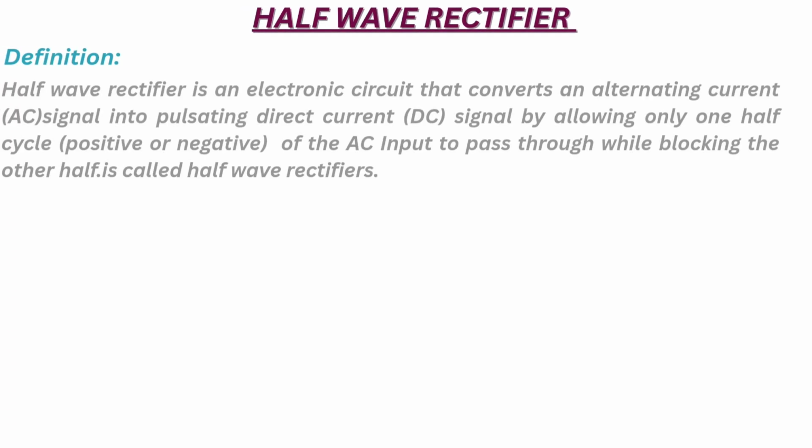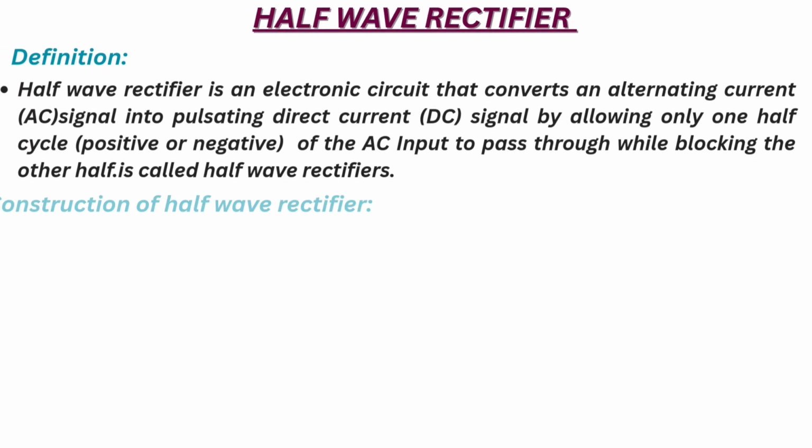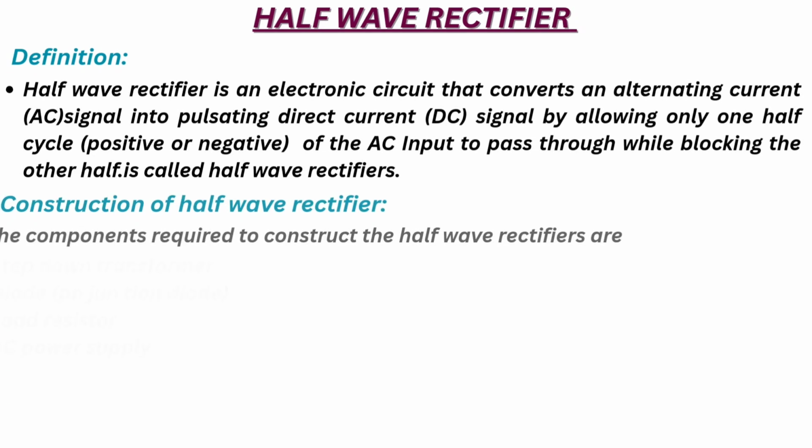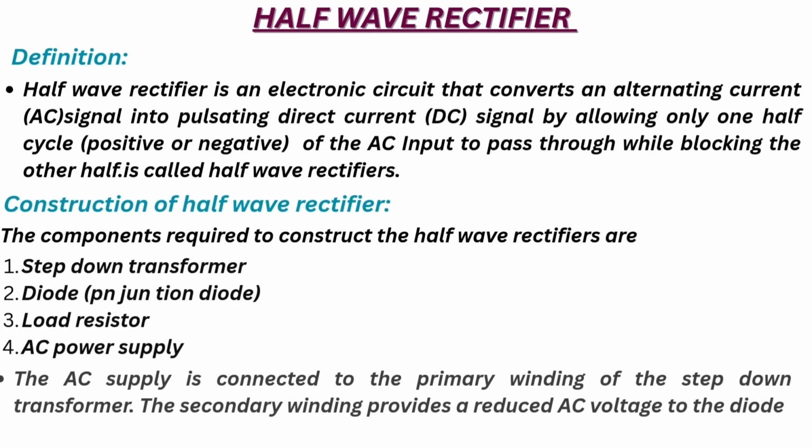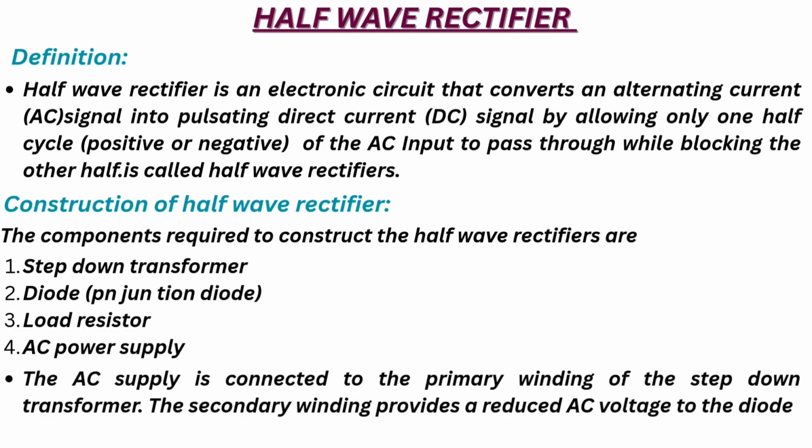This half wave rectifier is an electronic circuit that converts an alternating current signal into pulsating direct current. We have different types of rectifiers: the half wave rectifier, and the full wave rectifier, which is again classified into two types, the center tap rectifier and the bridge rectifier. Every rectifier's function is the same, converting from AC to pulsating DC.